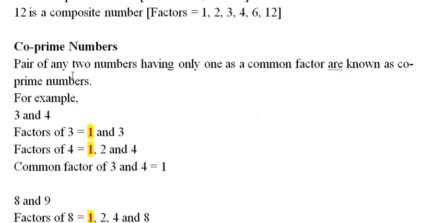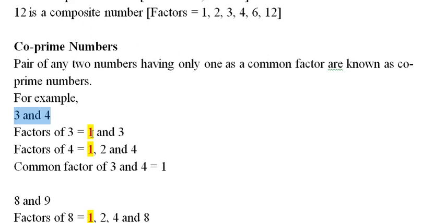Now co-prime numbers. A pair of any two numbers having only one as a common factor are known as co-prime numbers. Now we can see here that there are two pairs. One pair is 3 and 4. Two numbers out here. The factors of 3, we already know, are 1 and 3. The factors of 4 are 1, 2 and 4. Now you can see that there is a common factor, which is present in both the numbers. So 1 I have highlighted with yellow and red. So you can see that 1 is a common factor of both 3 and 4.